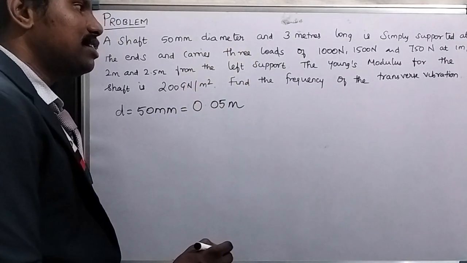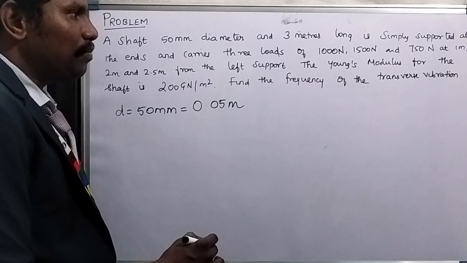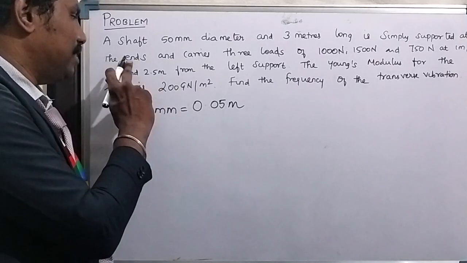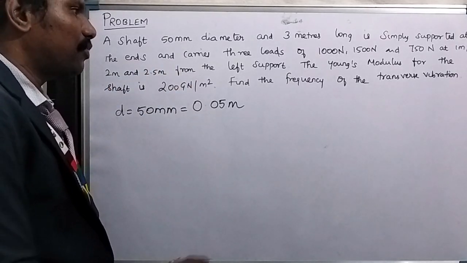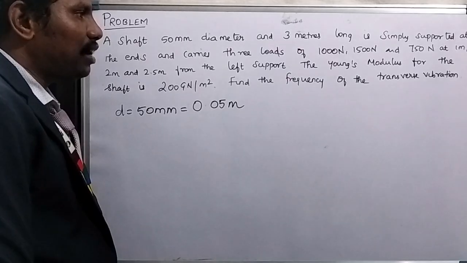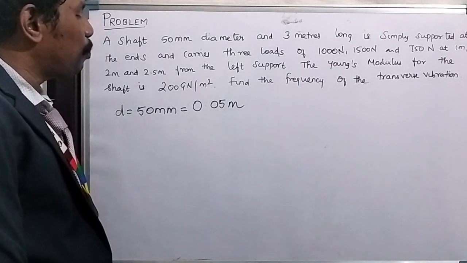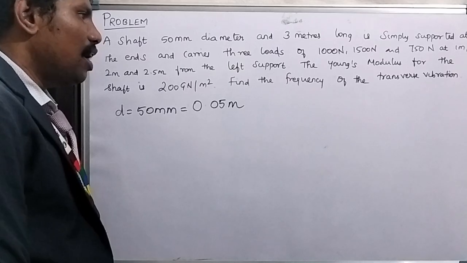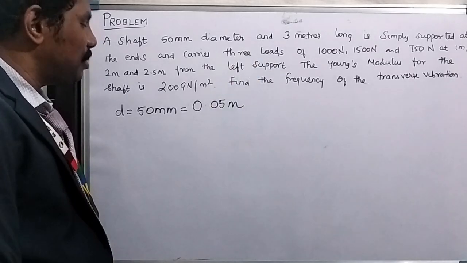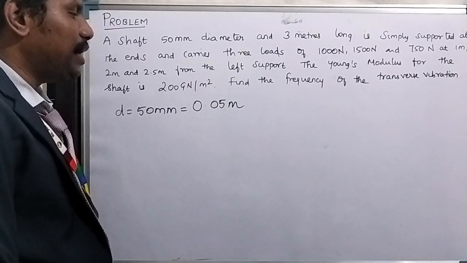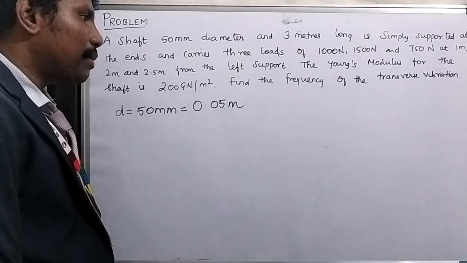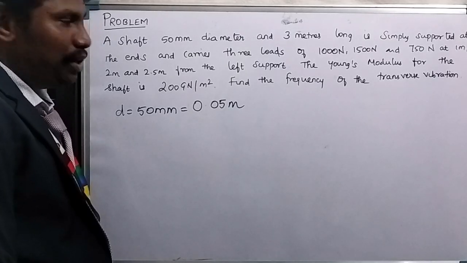And next it is given that it is 3 meters long, is simply supported at the ends and carries 3 loads of 1000 Newton, 1500 Newton and 750 Newton at 1 meter, 2 meter and 2.5 meter from the left support. The Young's modulus for the shaft is 200 gigaNewton per meter square. So we are going to determine the frequency of transverse vibration.